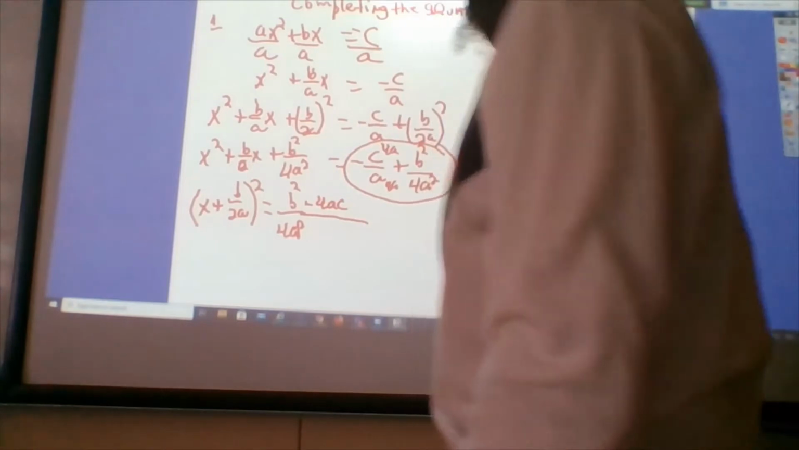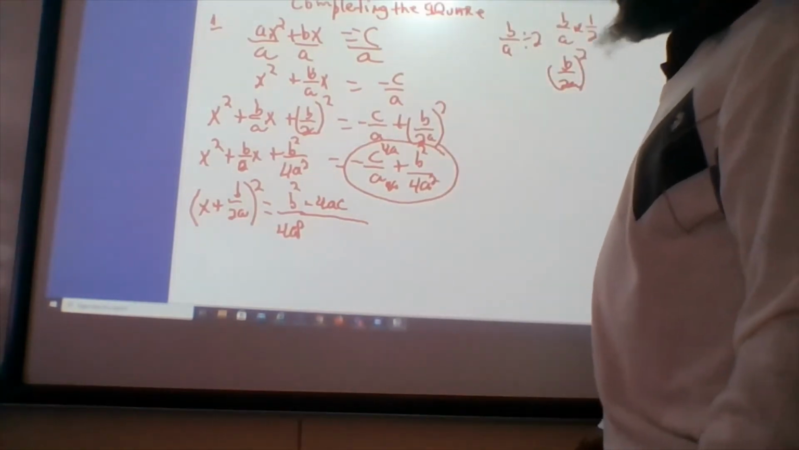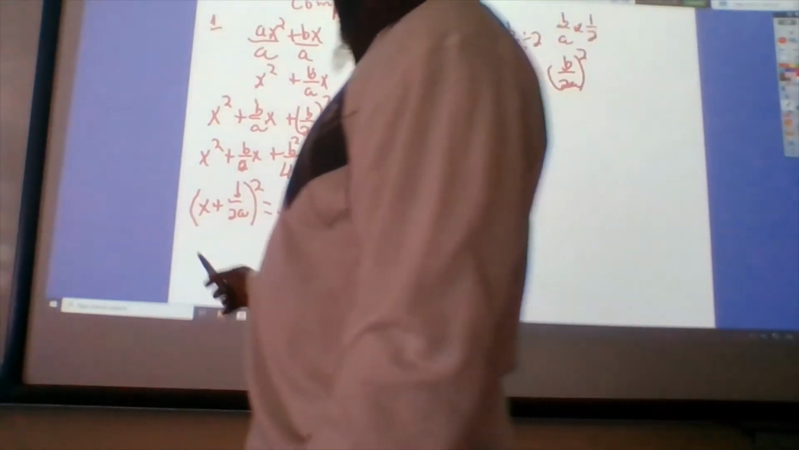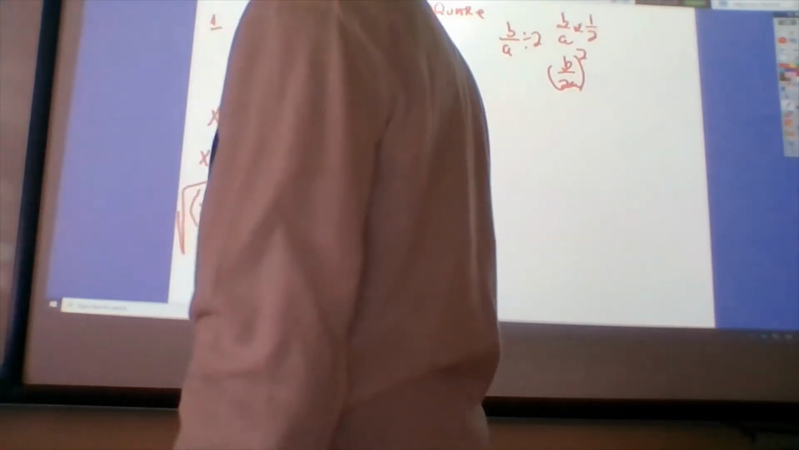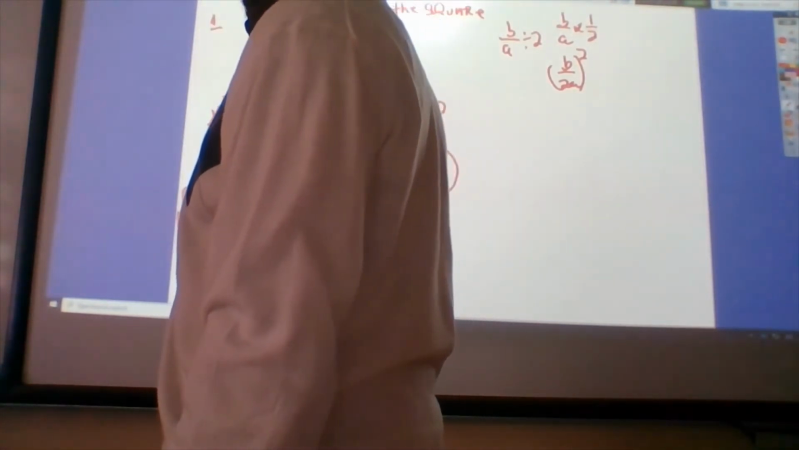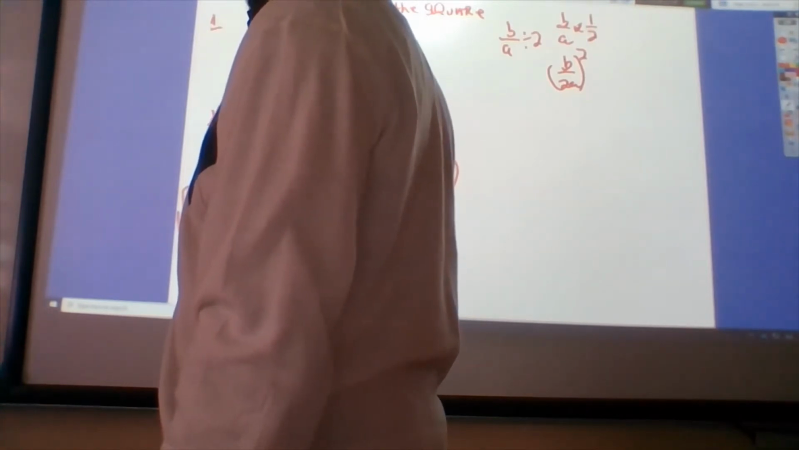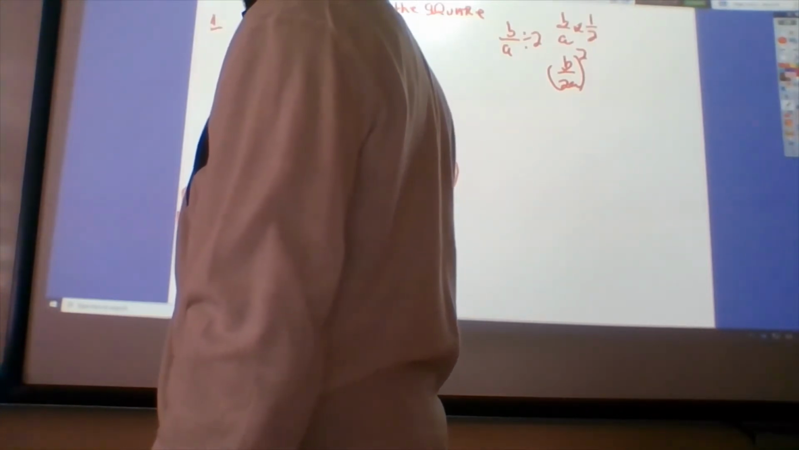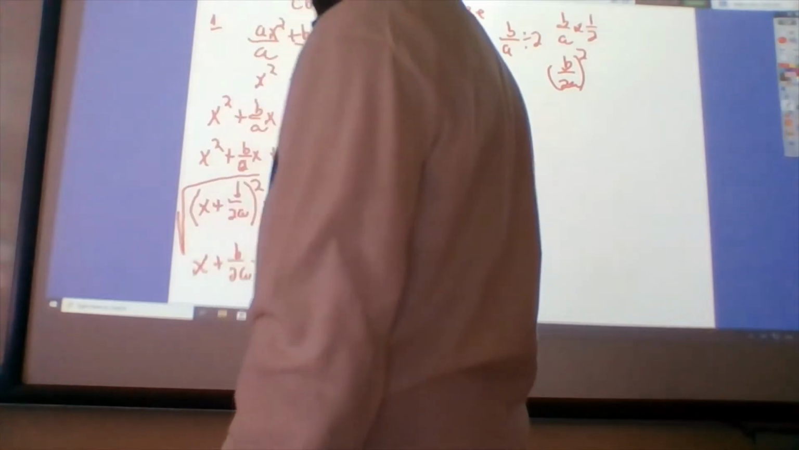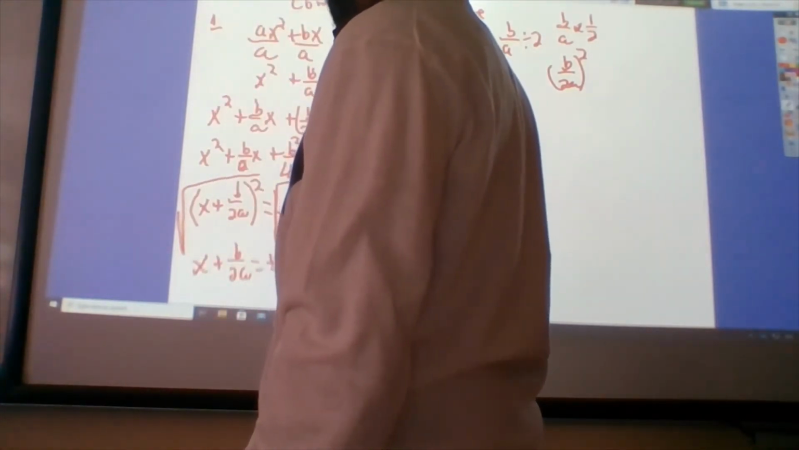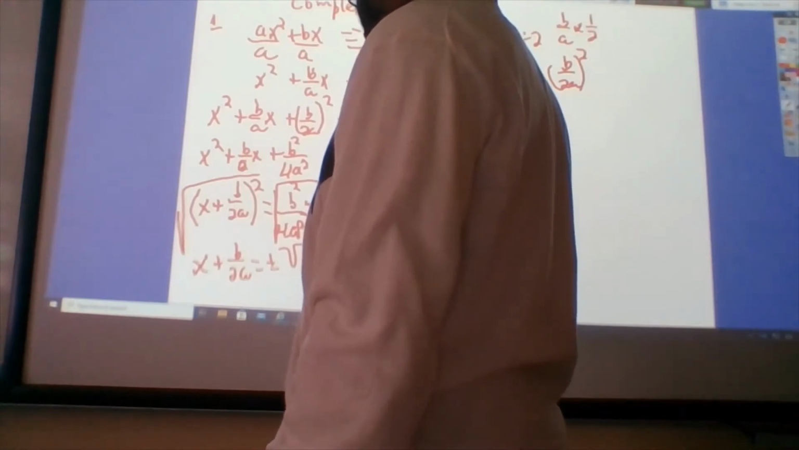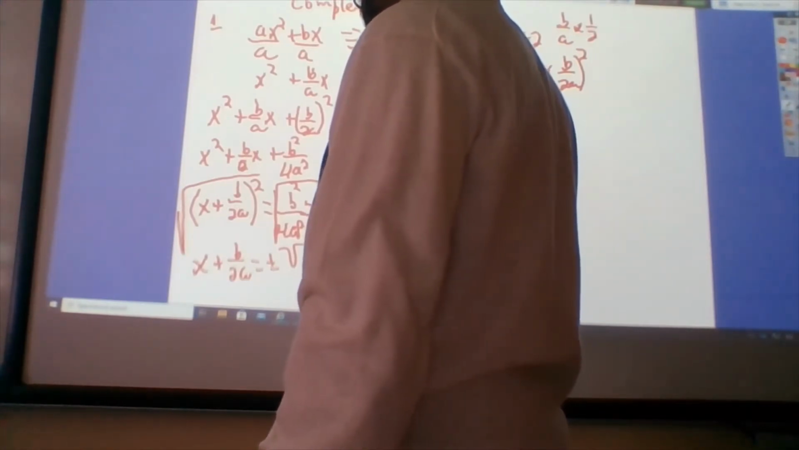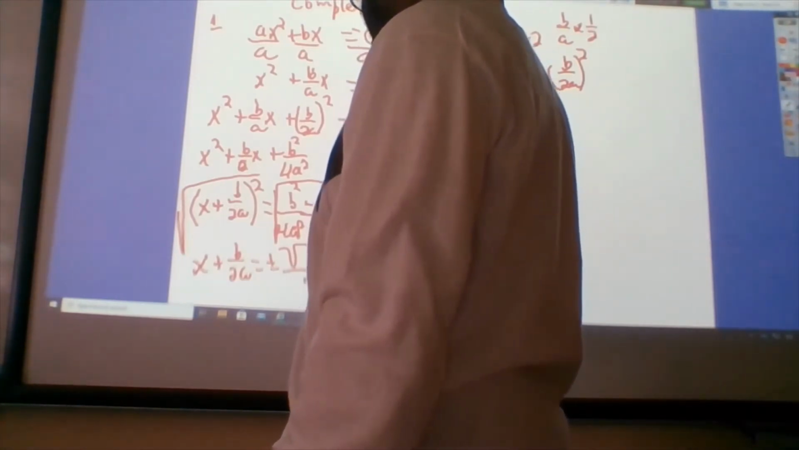4ac. The next step, you will have to take the square root of each side. When I take the square root of this, I will have x plus b over 2a is equal to plus or minus the square root of b squared minus 4ac over 2a.